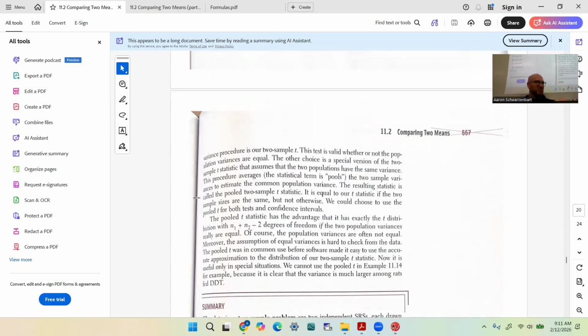Okay, that's 11.2. That's 2 sample. Next week we do this with proportions. It's not a big step. You just select different ones on the calculator. There's a couple of different changes in the assumptions. That's 12.1 and 12.2.